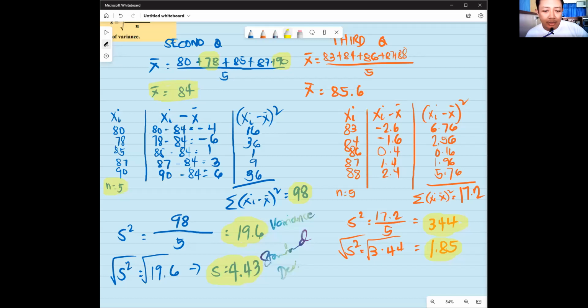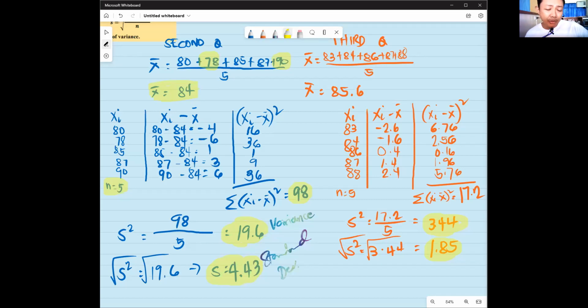Okay. So again, just to reiterate, low standard deviation means data are clustered around the mean. They are closer around the mean if the standard deviation is low. While if the standard deviation is high, it indicates that the data are more spread out, widely spread. Okay? Thank you so much.